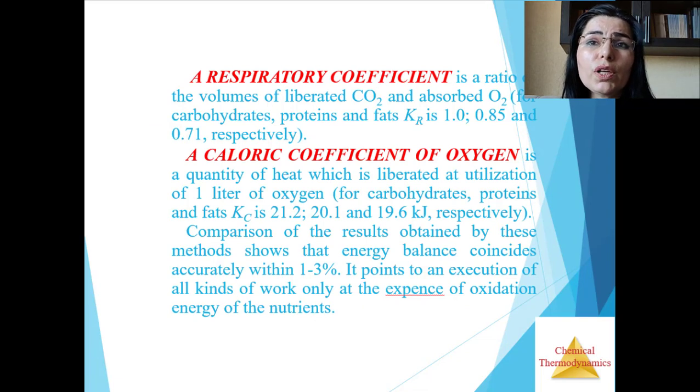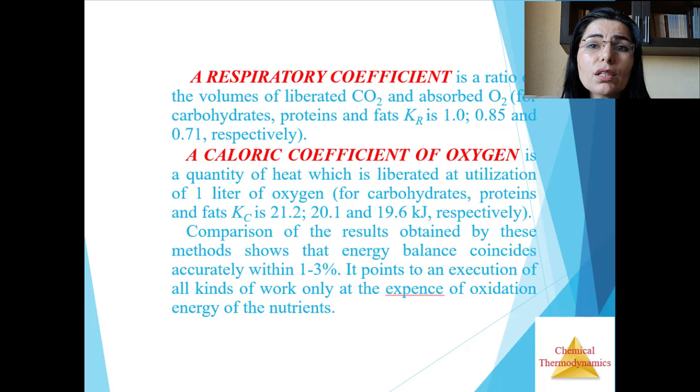Energy is needed for growing and functioning of all living organisms. The living organisms gain this energy at the expense of oxidation of the nutrients. In order to show the applicability of the first law, it's important to prove the following. In the first place, an organism is not a source of new energy. In the second place, all kinds of work are executed by an organism at the expense of energy liberated during oxidation of the nutrients. For this reason, the methods of direct measurement of an expenditure of energy and indirect calorimetry are used.